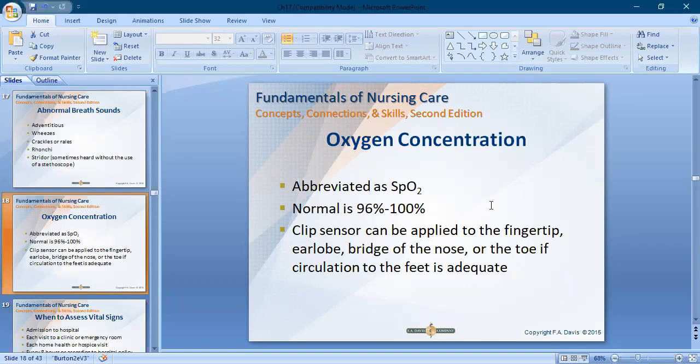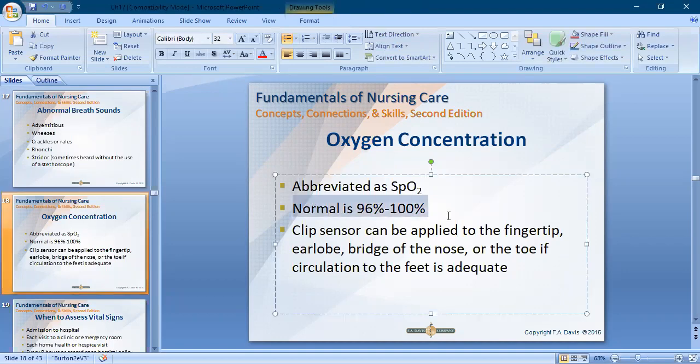So the saturation rate of oxygen: normal is 96 to 100. Very important for the board exam. Especially in prioritization questions, out of 4 patients, if you see any patient whose saturation of oxygen is less than 96, you have to give them the priority.